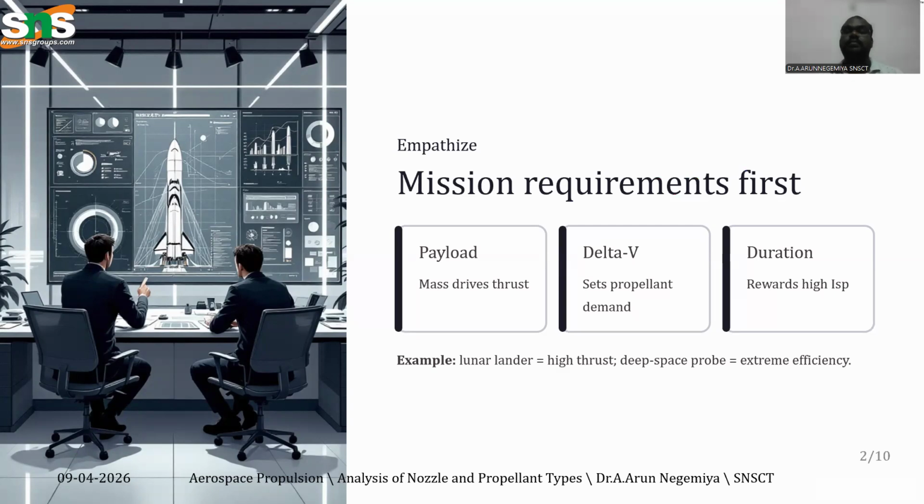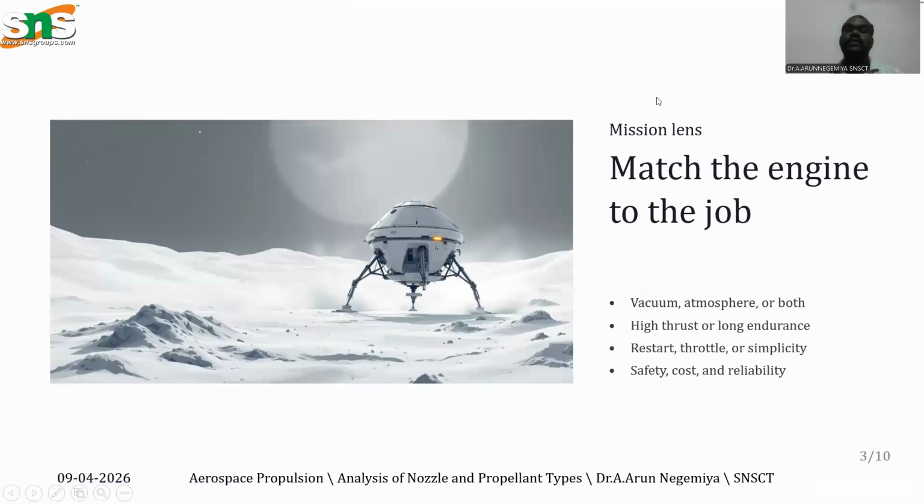The first one is payload. The second one is delta V of the rocket, and the next one is the duration. In payload, how much weight it will carry. In delta V, which propellant or propulsion system they are using. And duration is how far it will travel. And next, from the mission point of view, match the engine to the job.